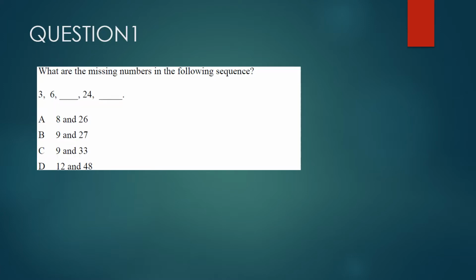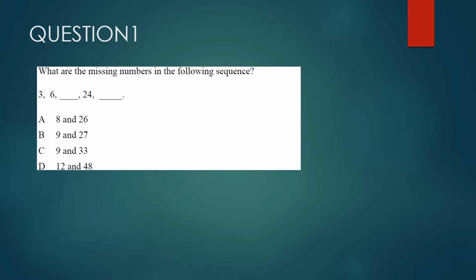The first question that we have, question 1, is: what are the missing numbers in the following sequence? The very first term that we see on our sequence is 3. Term number 2 is 6. We don't have term number 3. We have term number 4, and then we don't have term number 5. So what they want us to do is to find term number 3 and also term number 5.